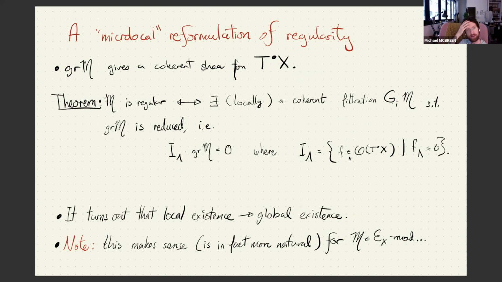we want to show that if M is a regular D module, then you can locally, or in fact globally, find a coherent filtration such that the associated graded is reduced. In the sense that if you take a function that vanishes on the singular support, then it will annihilate the associated graded. And not only will we find a local filtration, we'll actually construct a canonical global filtration that does exactly that.